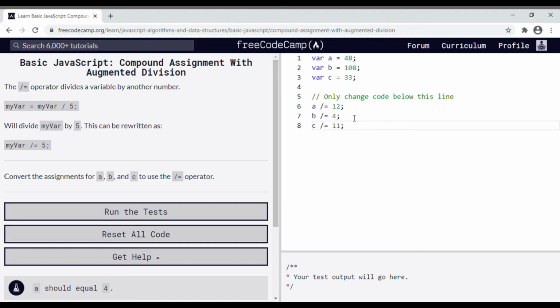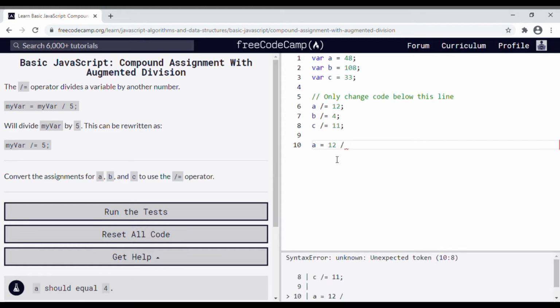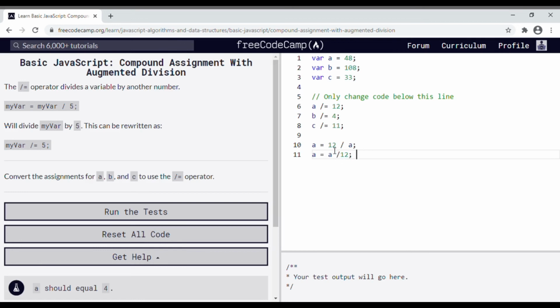The only thing to note is with the divide one, if you had, for example, let's do it here, a = 12 divided by a, you wouldn't be able to use the same logic as this, which is a = a divided by 12, right? Would you? Because 48 divided by 12 is not the same as 12 divided by 48.